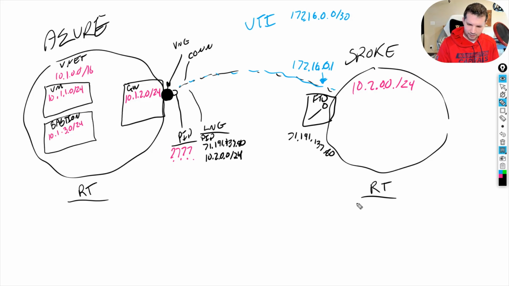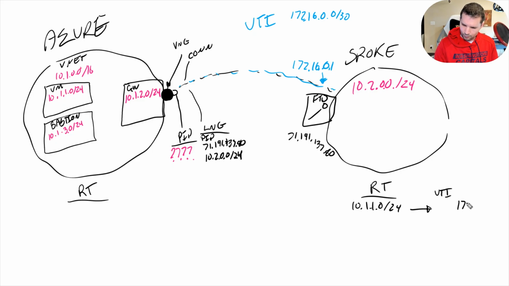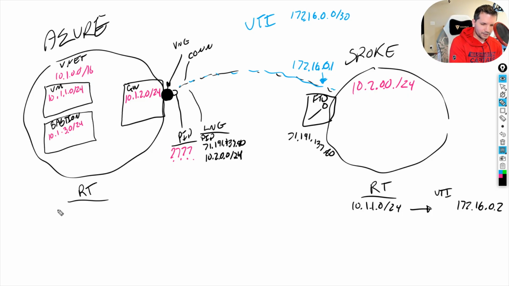On the Spoke side, you're going to say, hey, to get to the 10.1.1.0 subnet, go to the VTI interface, to the next hop 172.16.0.2. And our device knows, hey, that's in the VTI. It'll put the packet in the tunnel, and that's enough. It gets to the other end. On the Azure side, you're going to say, hey, to get to 10.2.0.0, go to my virtual network gateway, VNG. You literally don't have a next hop IP. You just tell it, send it to this interface. So the route table looks different.